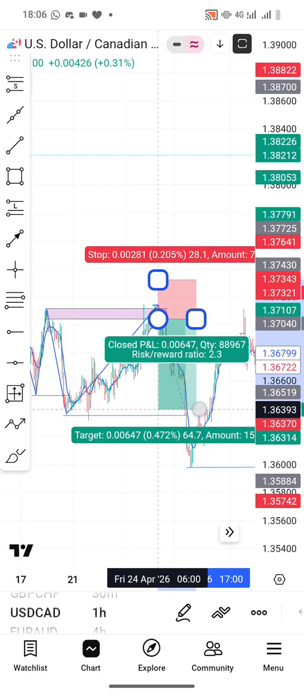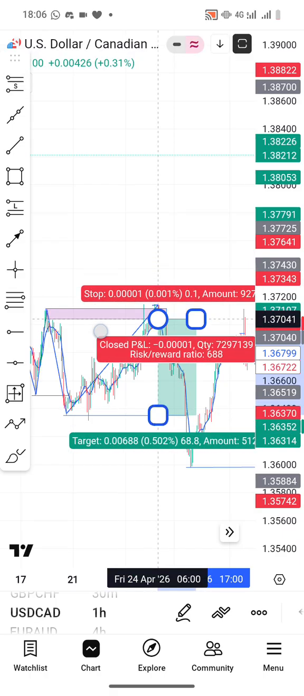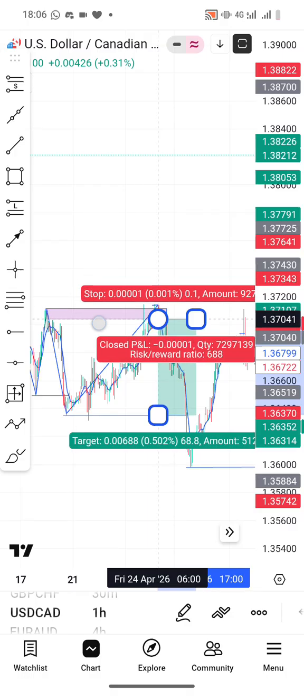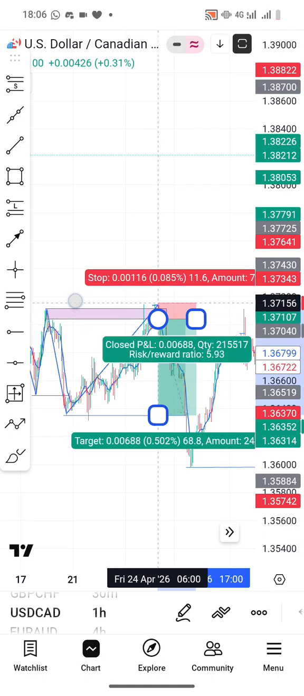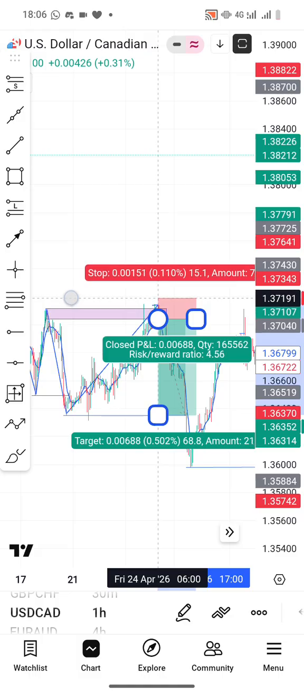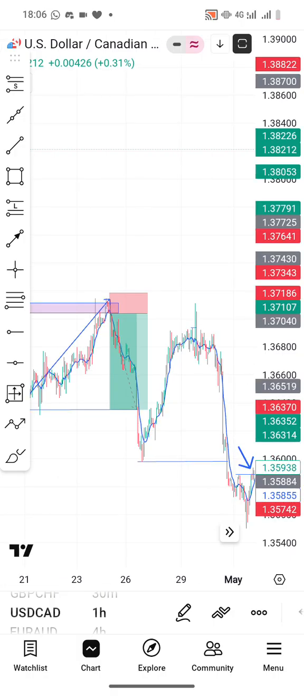So if from here to this high is 50 pip, our stop loss will be 10 pip stop loss. Let's say 10 pip stop loss. So this is how we target it. 10 pip stop loss. You get your profit and you get out of there.